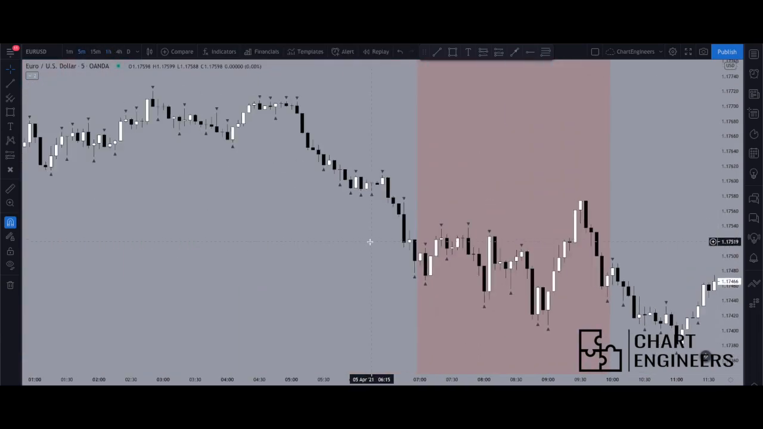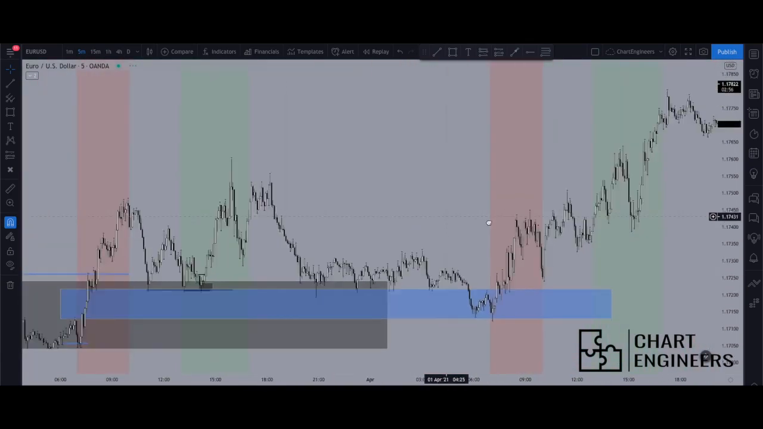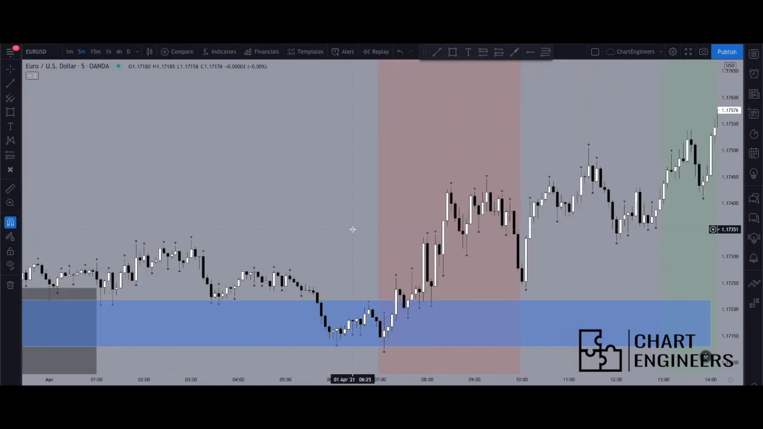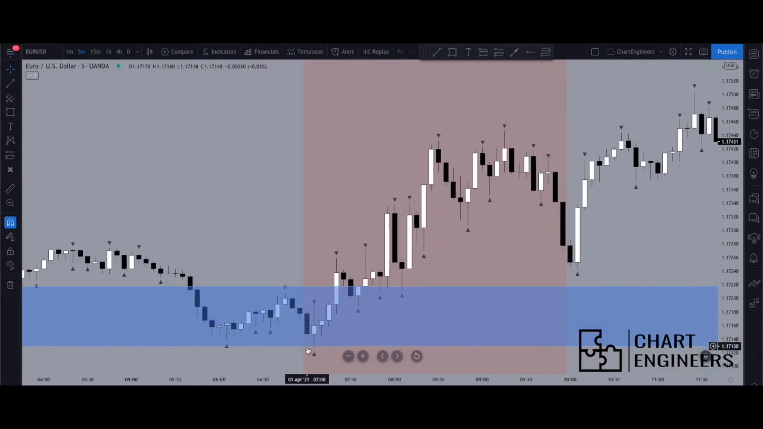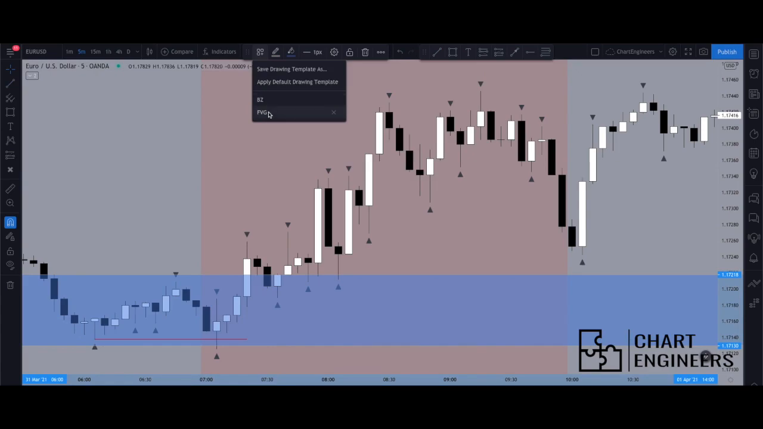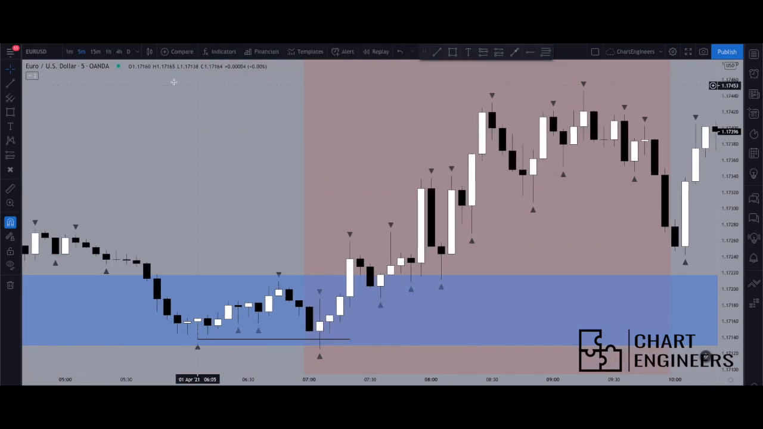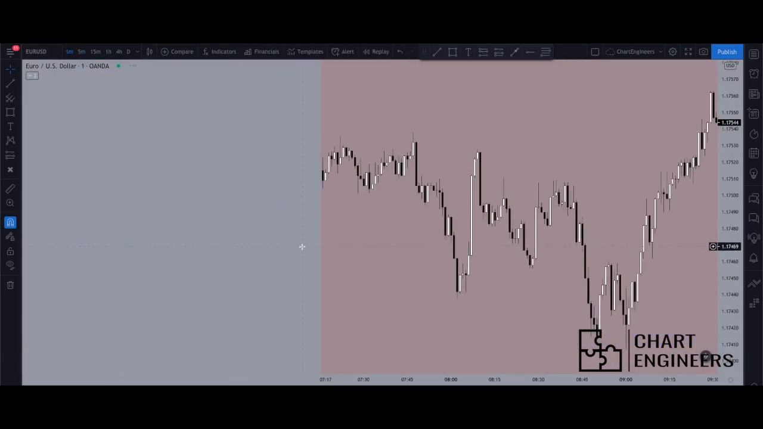Can move on to your 5-minute time frame. And we see as soon as London Open starts, we get the FVG filled, and we have a 5-minute liquidity raid. So a 5-minute liquidity raid over here at 7:05, and then you just want to go to your 1-minute time frame.